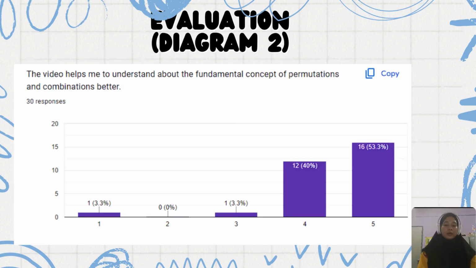Question 1 is about whether the video helps me to understand the fundamental concept of permutations and combinations better. Based on diagram 2, 16 out of 30 respondents fully agreed the video helped them to understand the fundamental concept of permutations and combinations better, followed by 12 out of 30 respondents. However, 1 out of 30 respondents felt undecided about the statement. Meanwhile, only 1 out of 30 respondents fully disagreed with the statement. Hence, many agree that the video helps them to understand the fundamental concept of permutations and combinations.